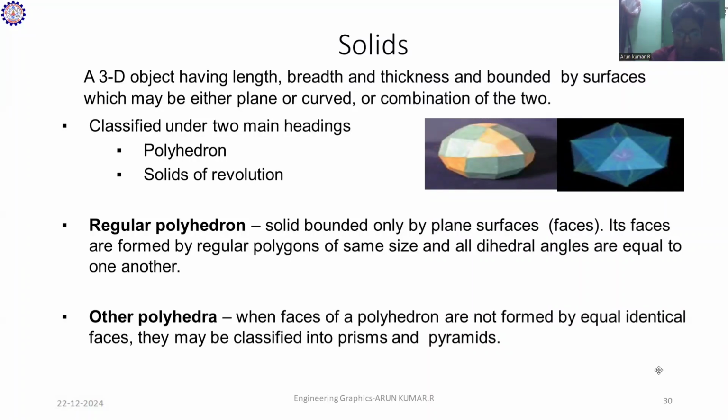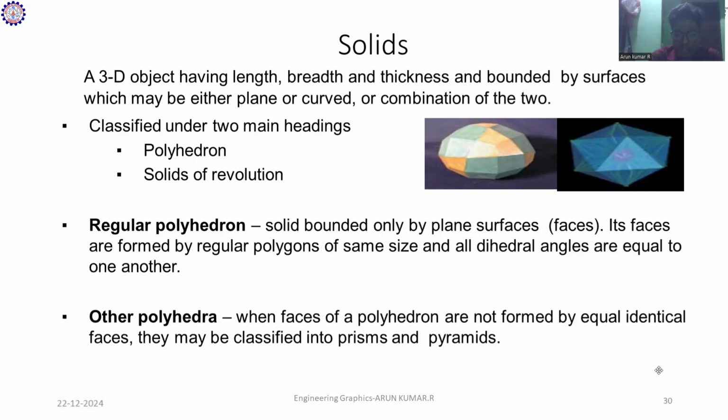The projection of planes is a good example of regular polygons. We consider many polygons like the rectangle, square, triangle, hexagon, and circle, but here we discuss regular polygons. A regular polyhedron is a solid bounded only by plane surfaces, called faces, formed by regular polygons of the same size, and the dihedral angles are equal to one another. What is the other type of polyhedron?